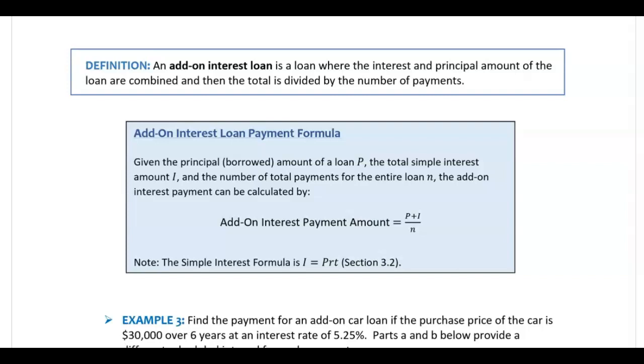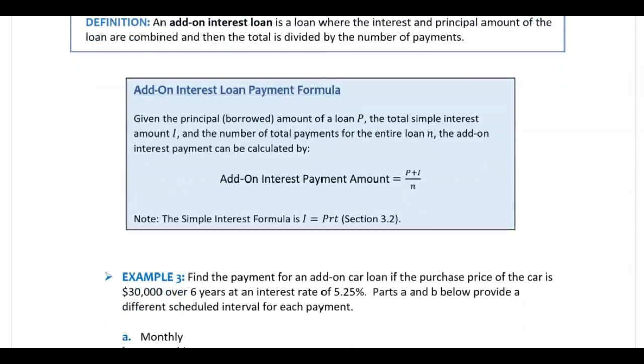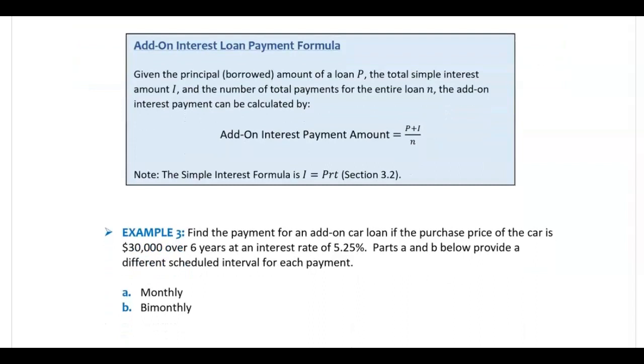Add-on interest loan payment formula. Given the principal or borrowed amount of a loan P, the total simple interest amount I, and the number of total payments for the entire loan N, the add-on interest payment amount equals P for principal plus I for interest, divided by N, which is the number of total payments for the entire loan.